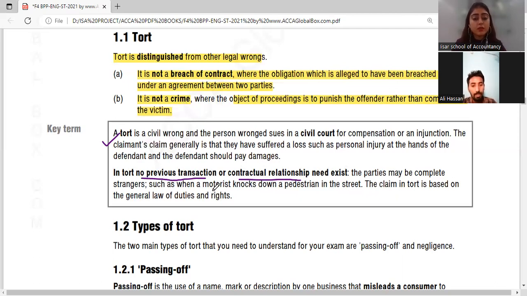Right, and the example which they gave is that a car knocks down a pedestrian in the street because he was not careful, or maybe he was drunk. So there was no contract between the pedestrian and the driver. Was there any contract? No. But it was his legal duty to be careful while driving.